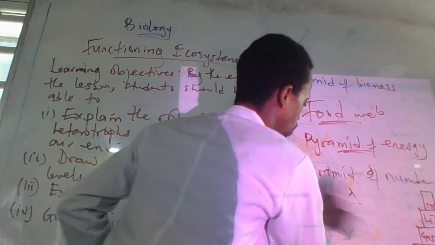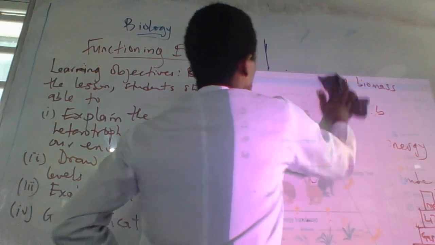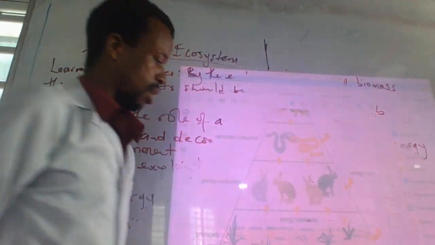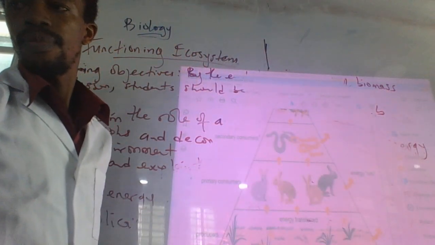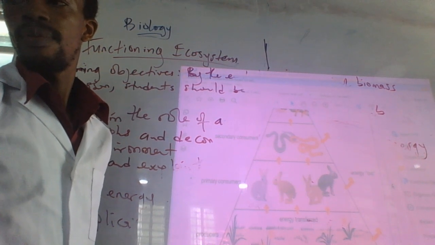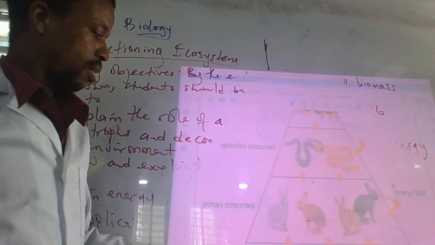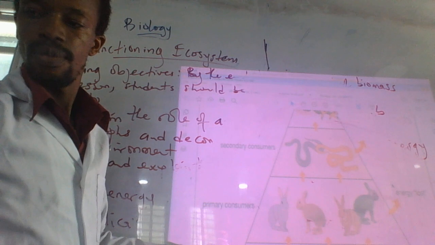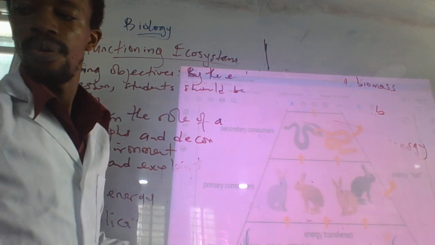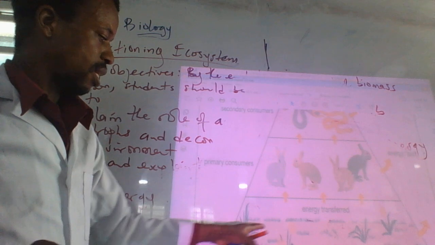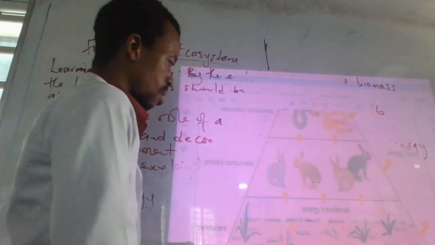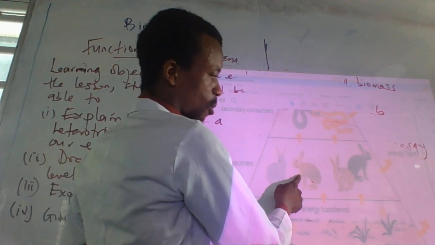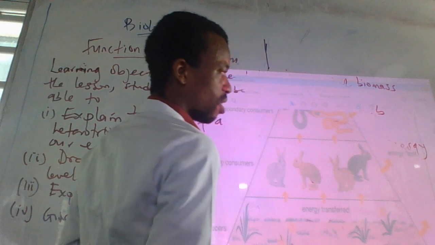Can you see this diagram? At this level, you can see this here. This is the grass, the primary producers. The green grass, you can see them here. It is bigger than this. But at the point of converting this one to this, what is released? Energy is transferred to this here. What is lost? In the form of heat, energy is lost in the form of heat.